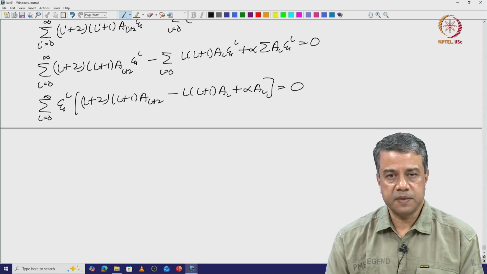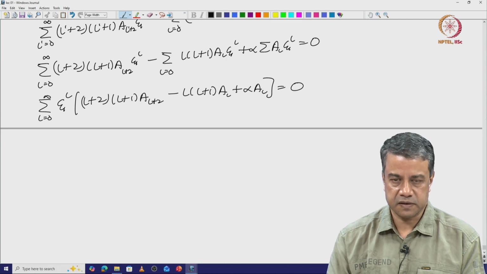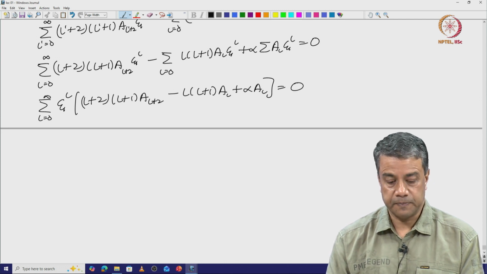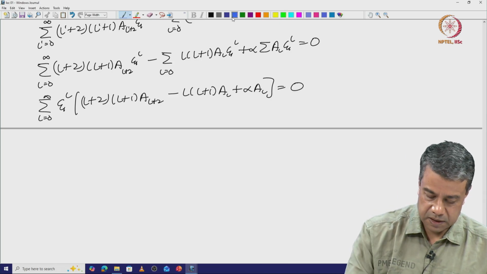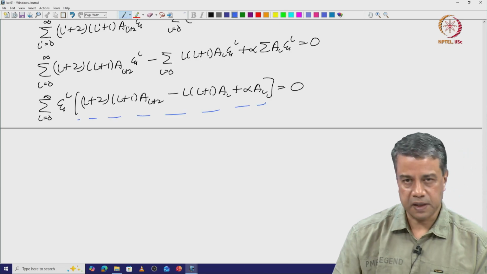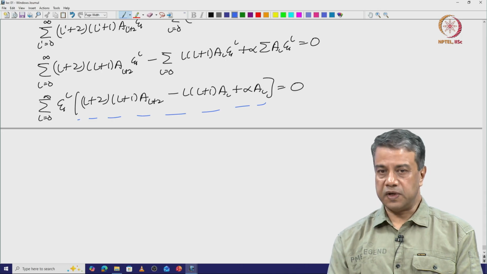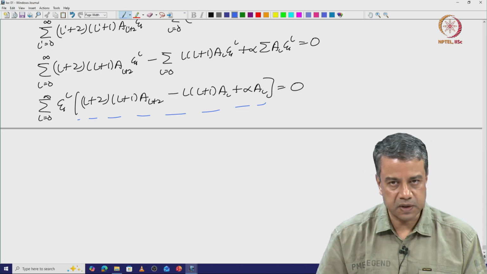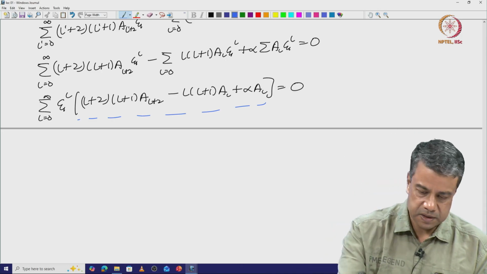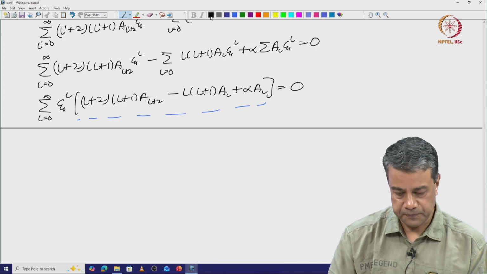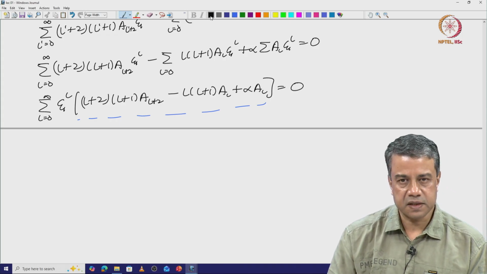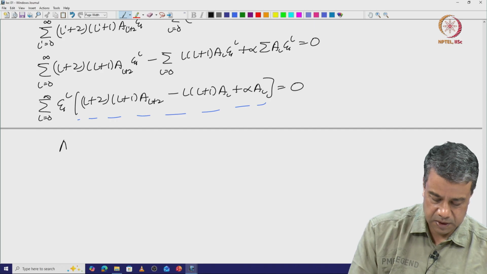This equation has to be satisfied for any value of L. That means that this term within the square brackets has to be equal to 0 for each value of L. This gives us an equation for A L plus 2 in terms of A L.